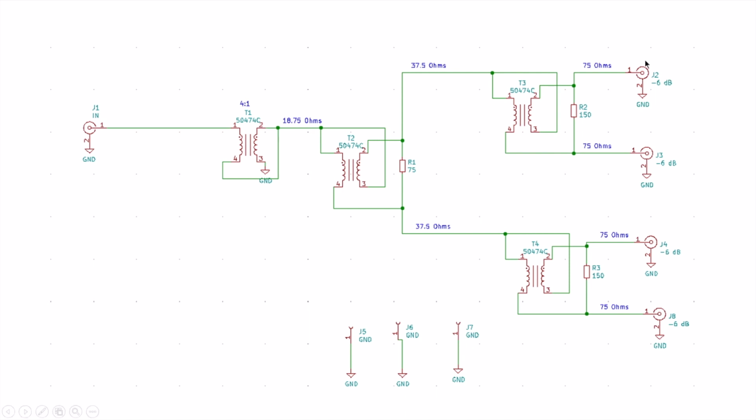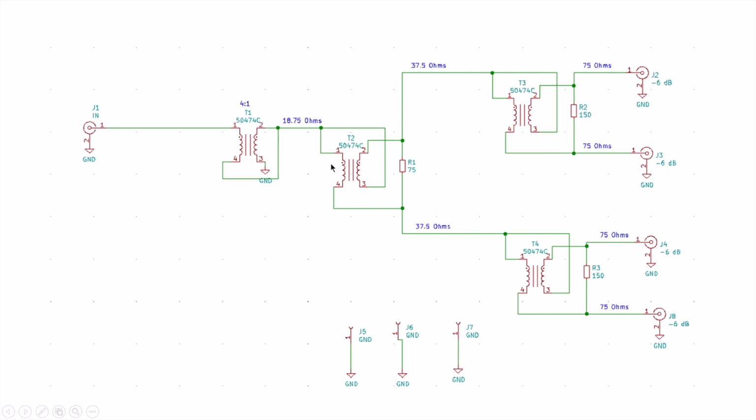Looking at the schematic again, if we work backwards from the right to the left this time, we can see that we're combining two 75 ohm input ports through Magic T, T3, so we end up with half of that, 37.5 ohms. And the same is true with the bottom two ports. Then we need to combine those two 37.5 together through Magic T, T2. We end up with half of that, 18.75 ohms.